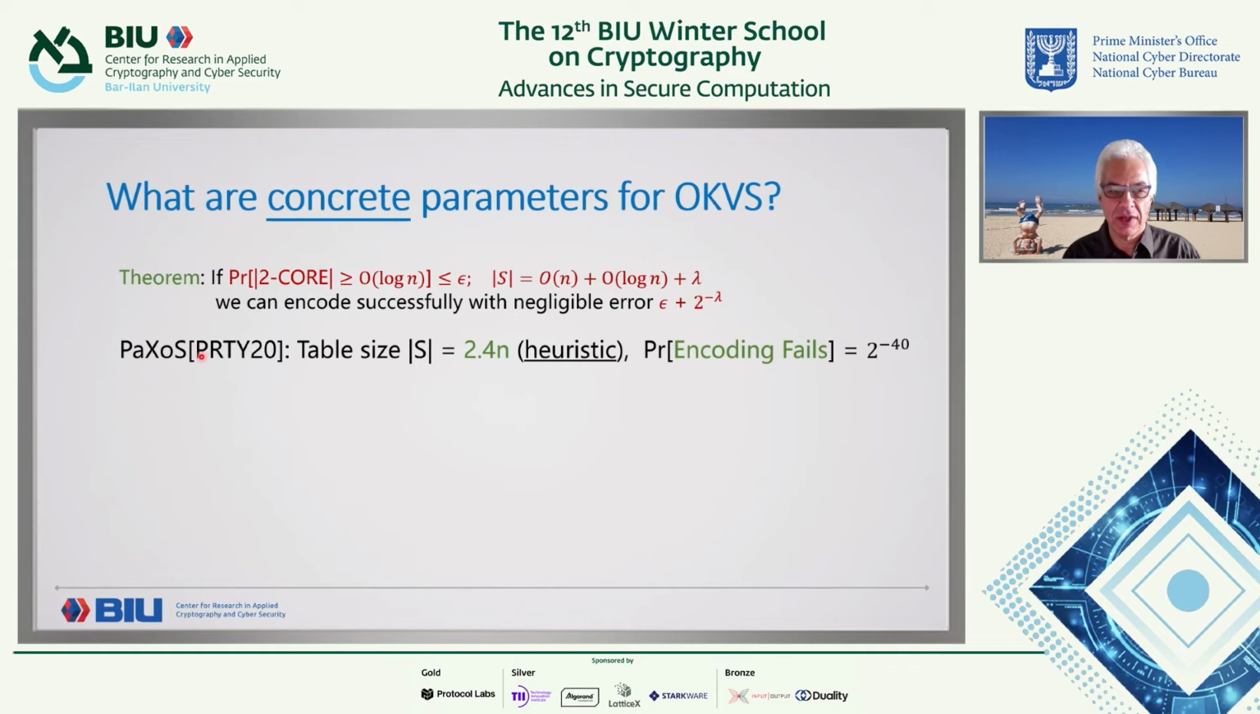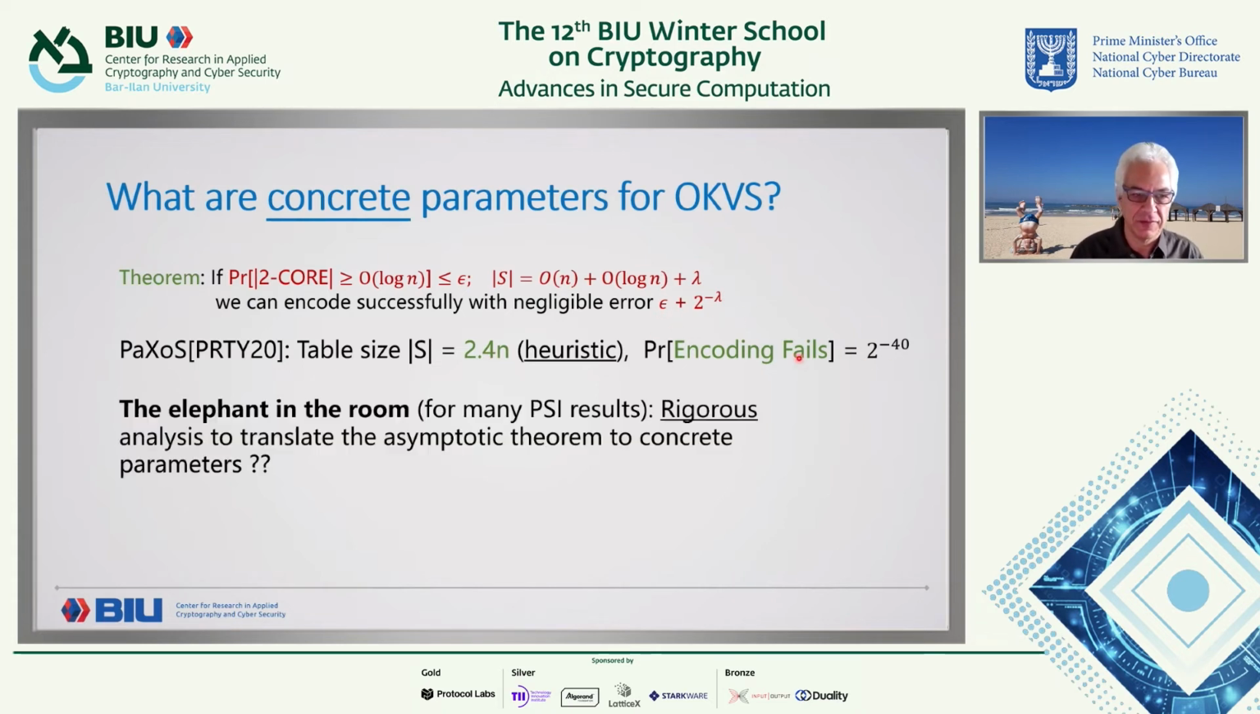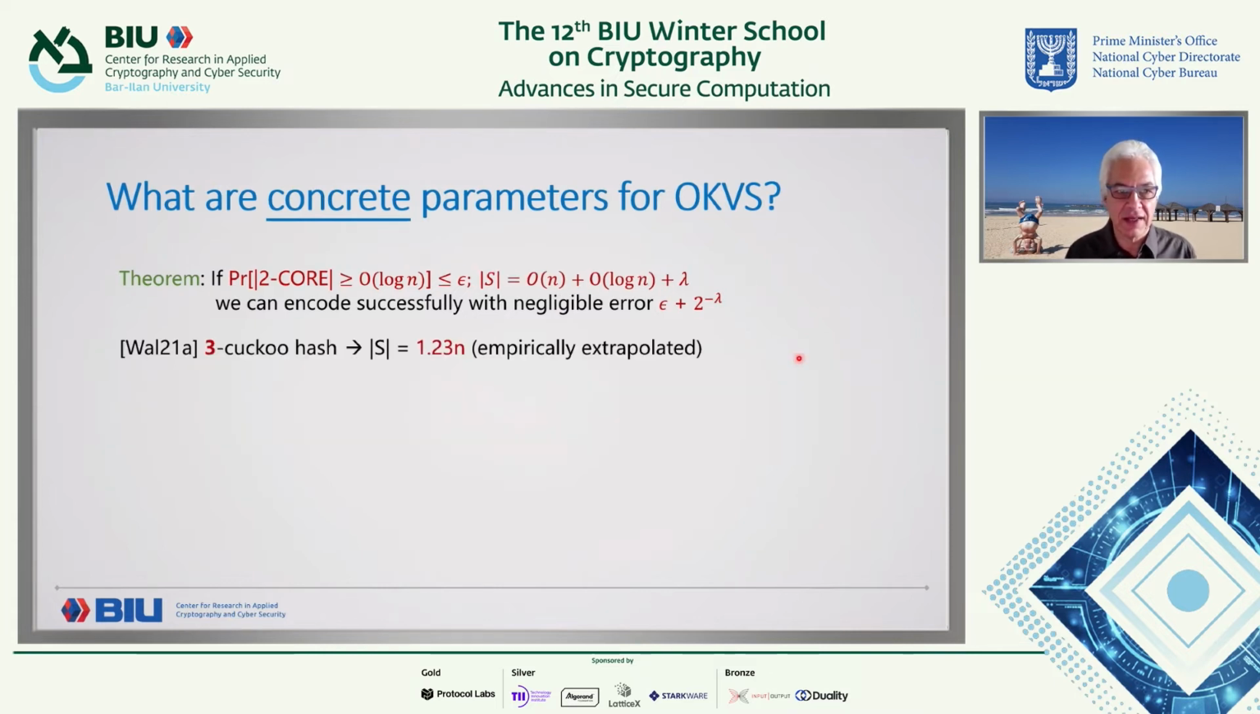In this PRTY table, we use some heuristics. And based on the heuristics, we found out that if the table size is 2.4n, then the failure probability seems to be 2 to the minus 40. But the elephant in the room, essentially for almost all previous PSI results that use cuckoo hashing, is a rigorous analysis to translate the asymptotic theorem to concrete parameters. And this is a huge problem.